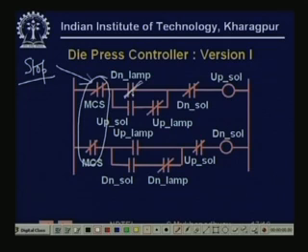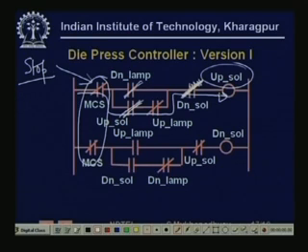Because the down solenoid is off, we should have this as an NC contact. This down solenoid is off, so therefore it's closed. So when the down lamp is closed, immediately the up solenoid will get supply. So when the up solenoid gets supply, again this is an auxiliary contact, so it becomes on. Now there is a path through this way.